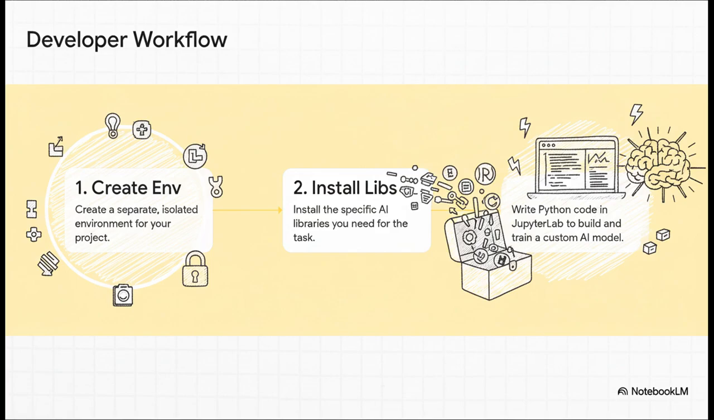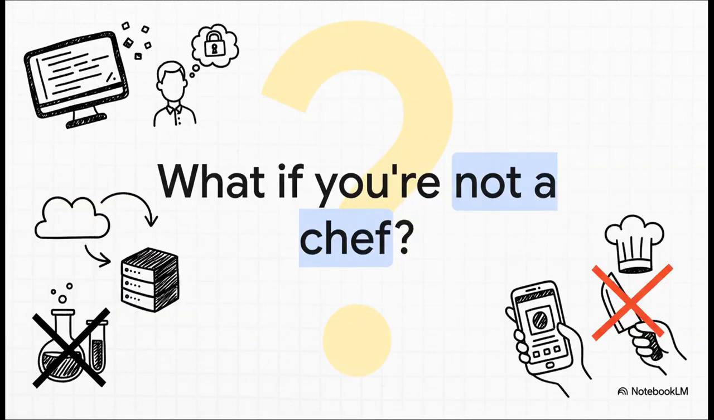So what does a developer's day-to-day actually look like with this? Well, the workflow is super logical. Step one, you create a totally fresh, clean environment for your new project. It's like setting up a new sterile kitchen. Step two, you bring in only the specific tools and libraries you need for that one job. And from there, you're off to the races, writing the code to build and train a brand new custom AI model.